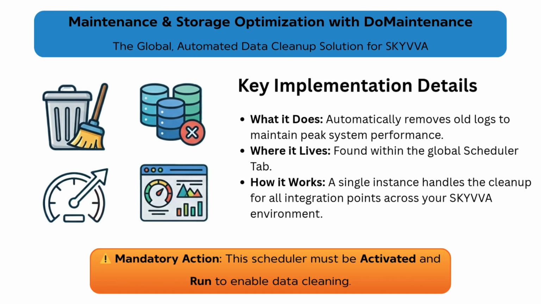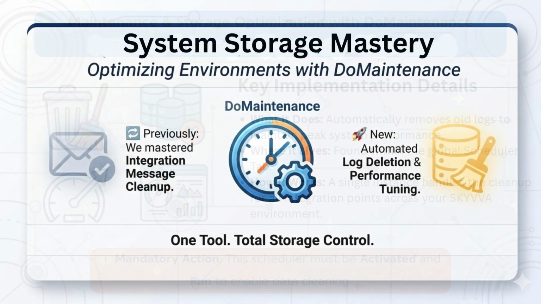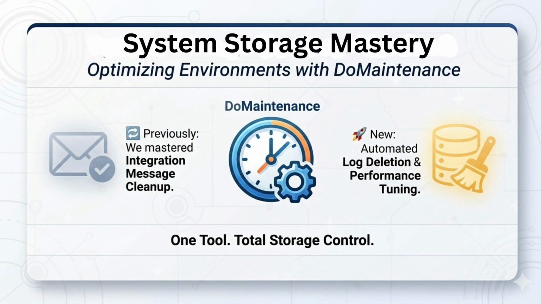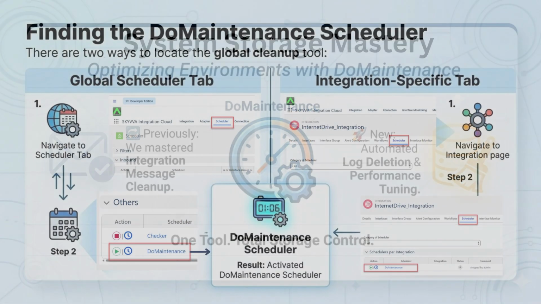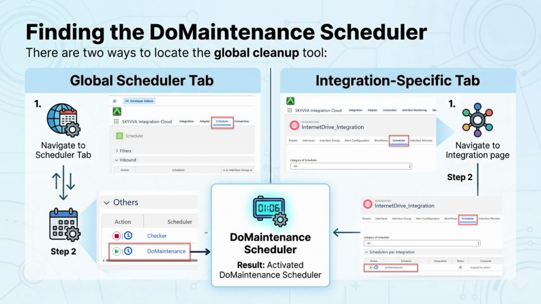In SKYVVA, a single DoMaintenance instance handles the cleanup for all integrations. As you know, the DoMaintenance Scheduler is essential for managing your system storage. In our previous video, we demonstrated how to use it to clean up integration messages. In this session, we will show you how to use the same DoMaintenance Scheduler specifically to delete old logs and optimize your environment. There are two ways to locate the DoMaintenance Scheduler.